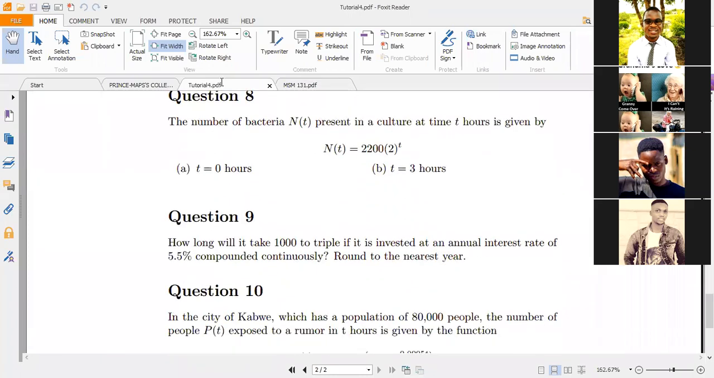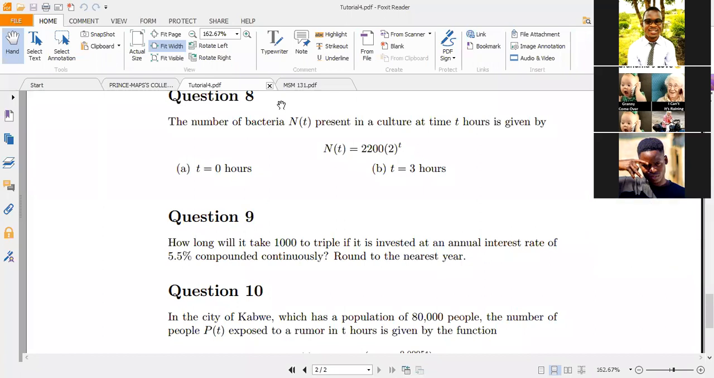I don't think there's a question there, but if there's a question, feel free to ask. Otherwise, we proceed to question 9. Esther, is that the question?